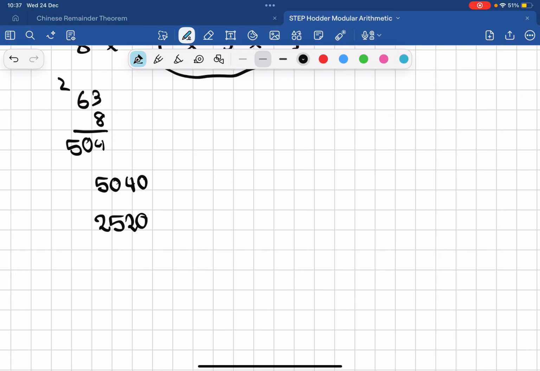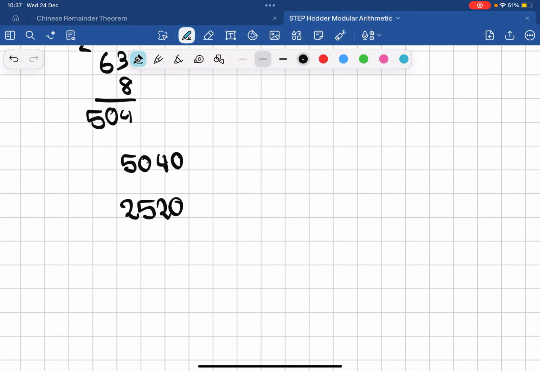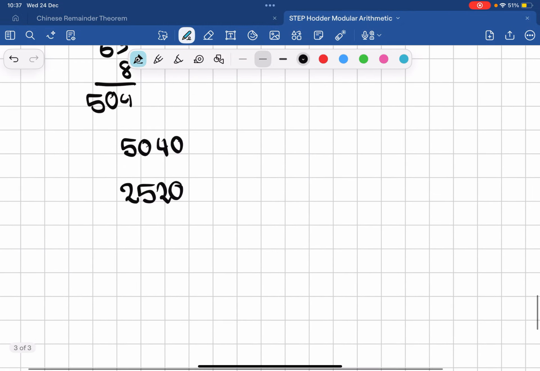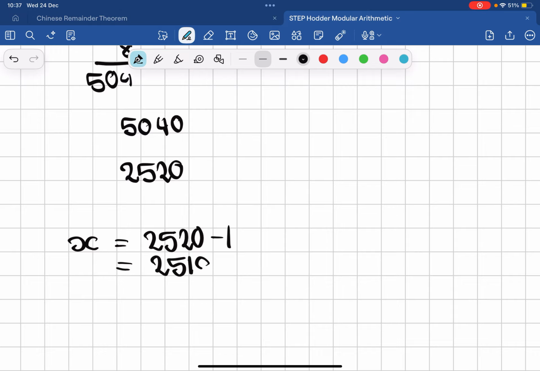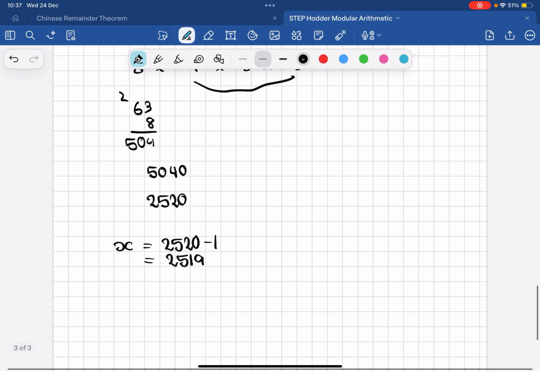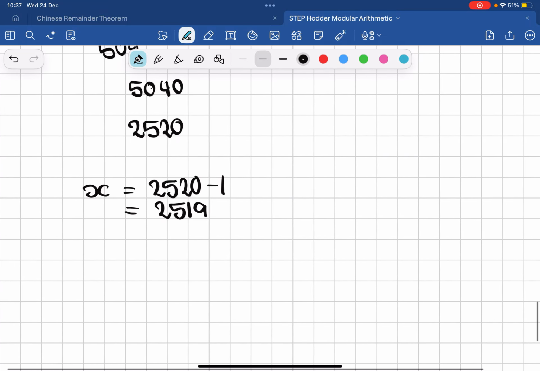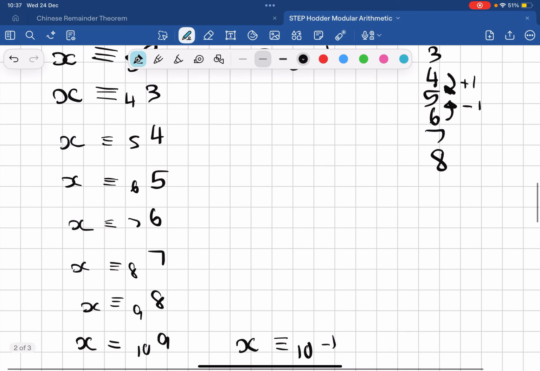Now we've got 504 times 5, which is 2520. Now we said x is 1 less than a number that has factors 2 up until 10. So all we have to say now is x equals 2520 minus 1, which is 2519. Now we can quickly check that this number actually satisfies the congruences.